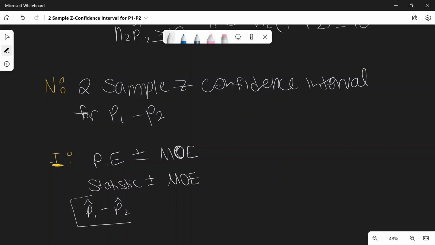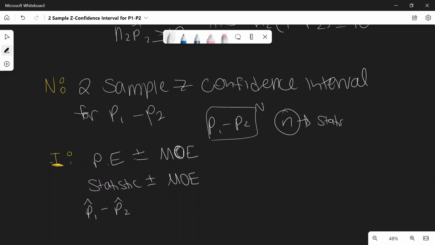It's what you're trying to estimate, right? The difference in proportions. That is your statistic. You're actually trying to estimate P1 minus P2, but because you don't have the population information and you only have a sample and statistics from there like P hat and N, you can only do this, and this would be your estimate for the population, the true difference in proportions. Okay, so that's your statistic, and then we have plus or minus the margin of error.